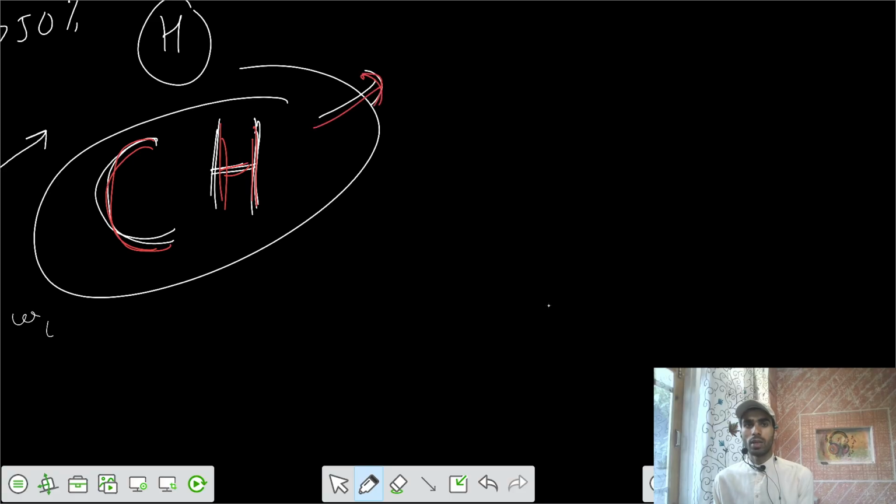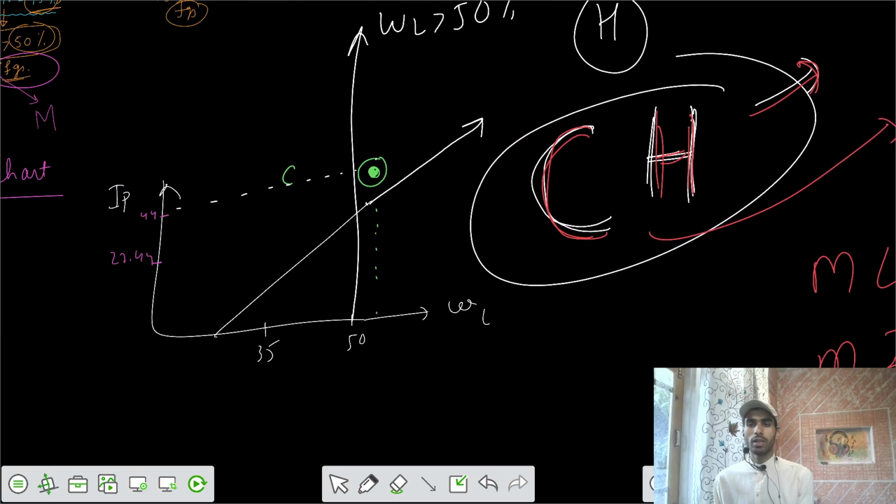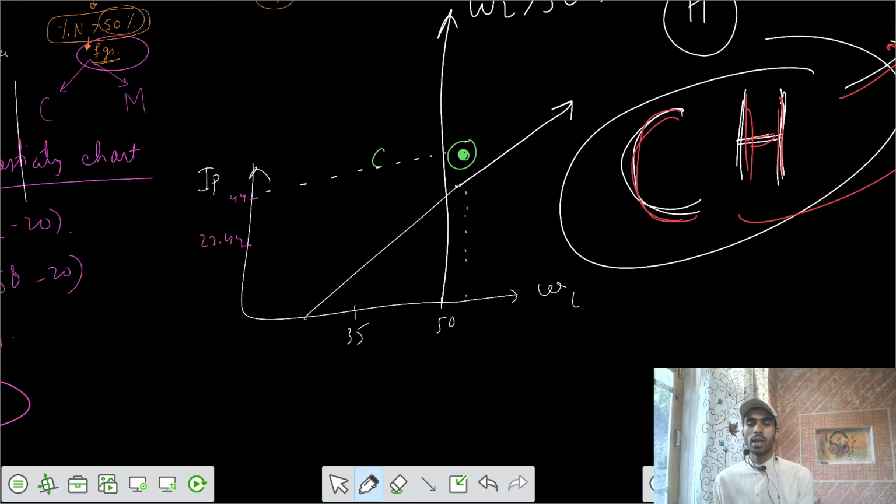That means this is all about the classification of the soil, whether the soil is CI, CL, or CH, whether the soil is ML, MH, MI. So different combinations are possible. This is your final solution, that your soil is clay with high compressibility. Okay, let's take one more problem.